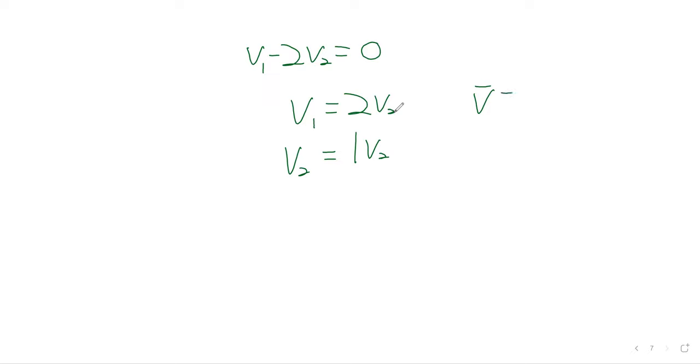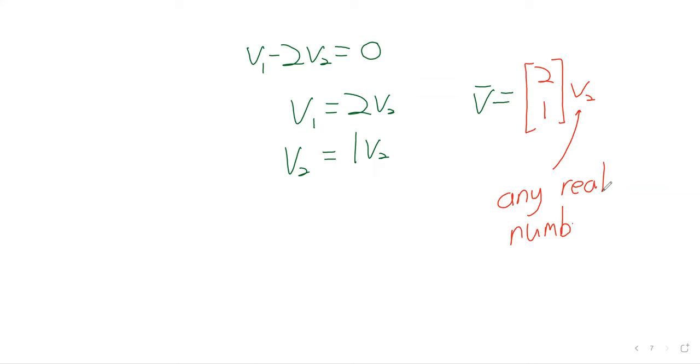And we get, this is always a kind of weird looking statement, I think, that V equals 2, 1 times V sub 2. I just always think it's a little weird looking because V sub 2 is part of V. So it looks kind of circular, like you're defining V in terms of itself. But in fact, V sub 2 is just a free variable. It can be any real number, or almost any real number, any real number but 0.